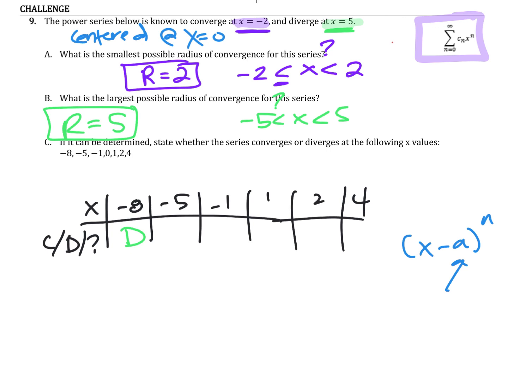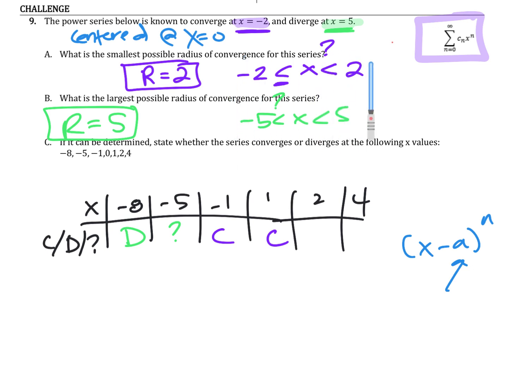We already talked about how just because it diverges at +5 doesn't mean it diverges at -5, so we don't have enough information to conclude what's happening at -5. At -1, we know it converges. We know the minimum radius is 2, so could we go out to -1? Absolutely. It's definitely going to converge when x is equal to -1. Similarly, it's going to converge when x is equal to +1 because we know that the smallest this interval could be is what we have right here in A.